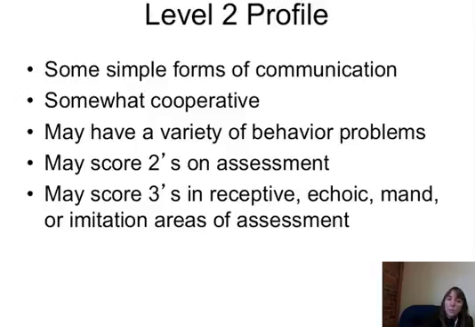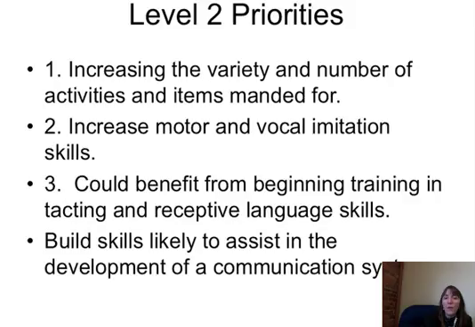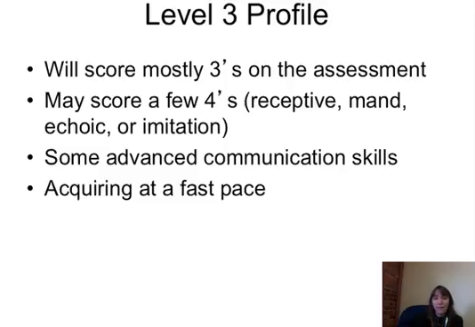Mostly 2s. This is somebody with some simple forms of communication that's a bit cooperative, has some behavior problems. They might have mostly 2s and some 3s in a couple of areas of the assessment. So we're going to look at manding, increasing the variety and the number, breadth and depth. We're going to look at increasing both motor and vocal imitation skills. We're going to think about readiness for tacting and receptive language skills, and we're going to really start thinking about what the communication system is going to be. Should we focus a lot on imitation because we're going in a sign direction? Should we build various kinds of matching skills for a picture-based system?